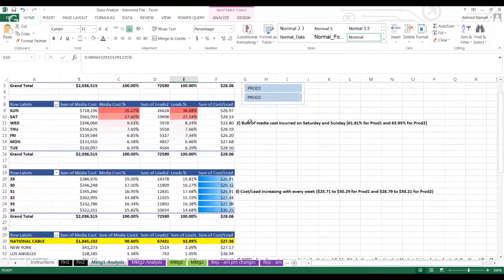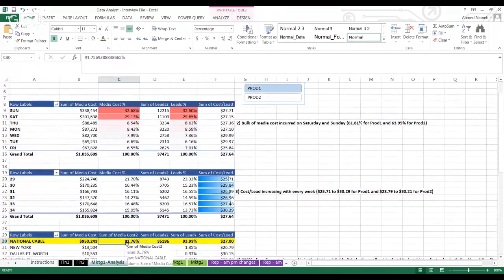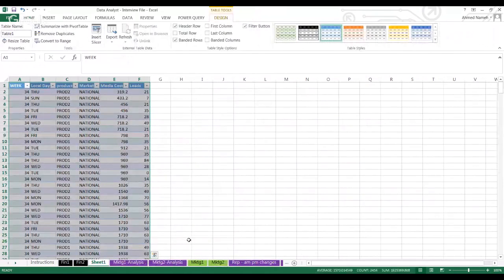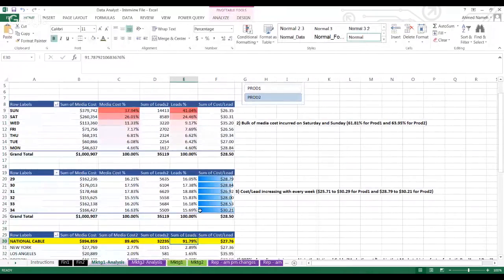And these ratios exist for both products. So if you look at product one, you're looking at 92% of the media cost attributed to national cable, roughly 94% of the leads. Product two, same thing, 89.4% of the media cost, 92% of the leads as well are the result of national cable.